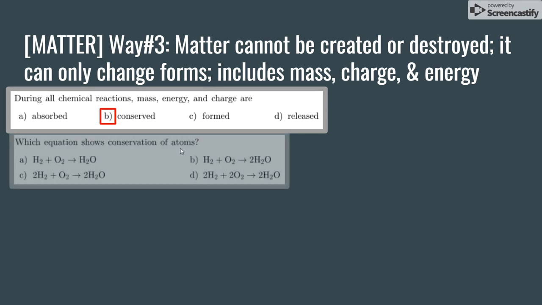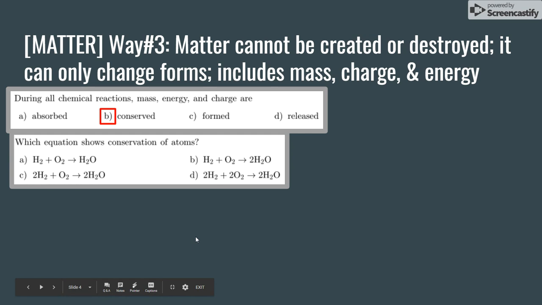Let's try another one. Which equation shows conservation of atoms? So for this problem, you want to be thinking about which one shows equal amounts of atoms on the left side of the arrow and on the right side of the arrow. For question A, how many hydrogens are on the left? There's 2. How many hydrogens on the right? Also 2. How many oxygens? 2. How many on the right? 1. So we can see that there's a disparity between the net level of oxygens on the left and right side, so it can't be A.